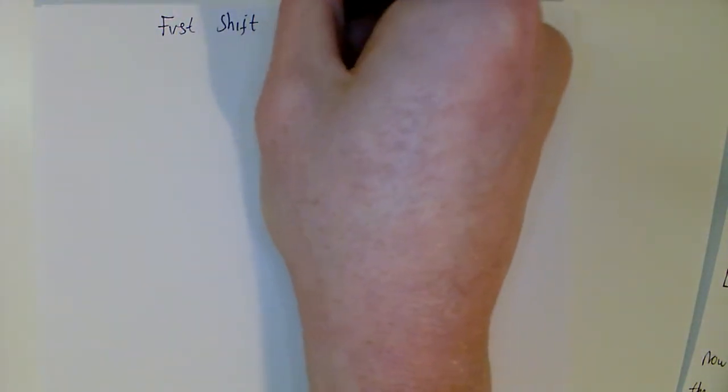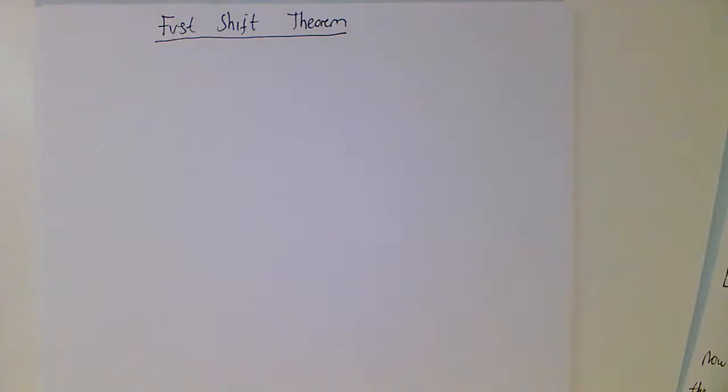So let's look first at the first shift theorem. And if you look at this in a book or the notes, it looks so complicated. Right? The first shift theorem looks so complicated. This is what it says here.